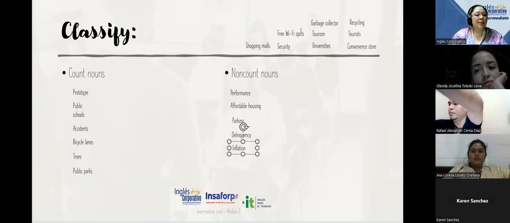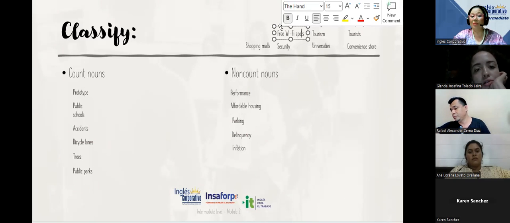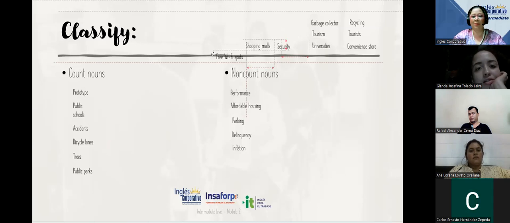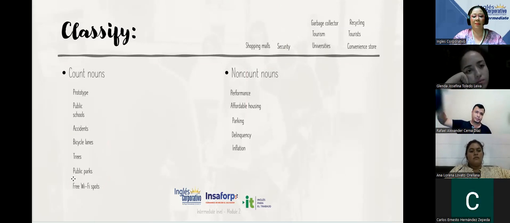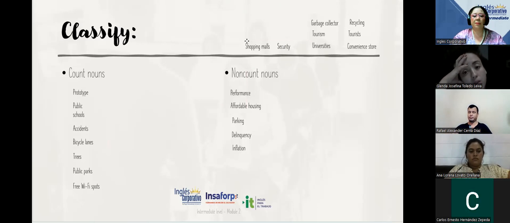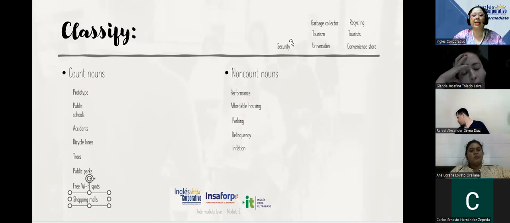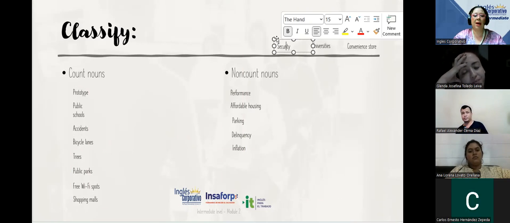Free Wi-Fi spots. Non count? Are you sure? For a spot, okay. Free Wi-Fi, I think is not countable, but free Wi-Fi spots, I think is countable, or places where you can connect. Shopping malls, countable. Count. Security? No count. Non-count, okay.